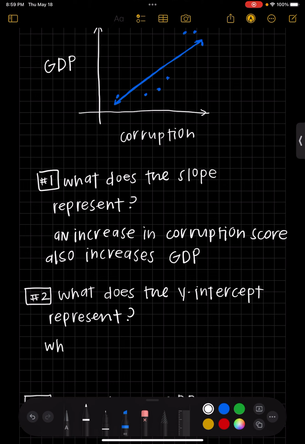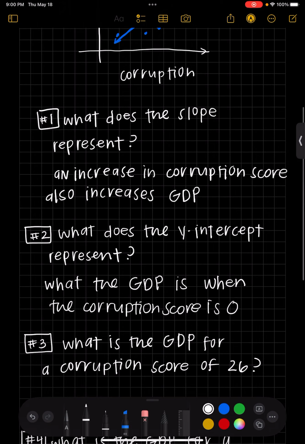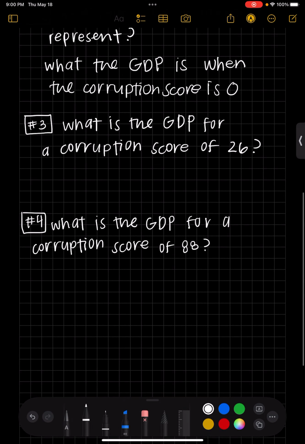So what the GDP is when what's on the x-axis is 0. So in this case, it would be when the corruption score is 0. So once again, to figure out what the y-intercept means, it's whatever y is when x is at 0.